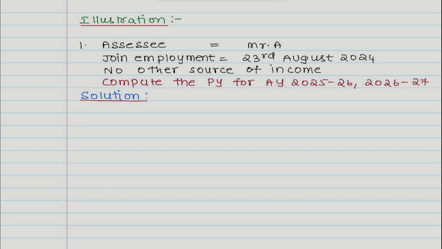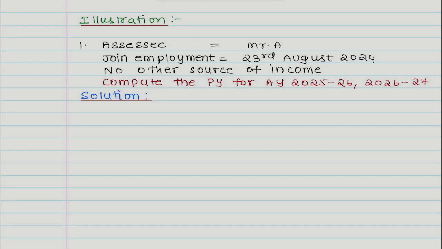Have you written the question? First tell me the answer. Tell the basic answer. Who is the assessee? A. When he joined the employment? August 2024. Is there any other source of income? No other source of income. Now tell me, compute the previous year for assessment year 25-26 and 26-27.